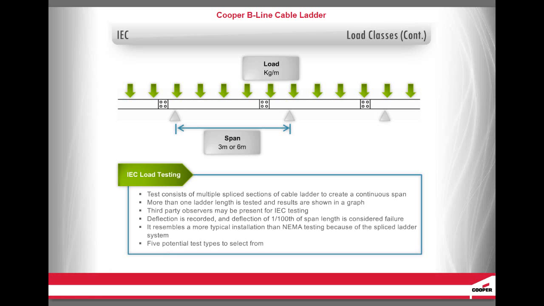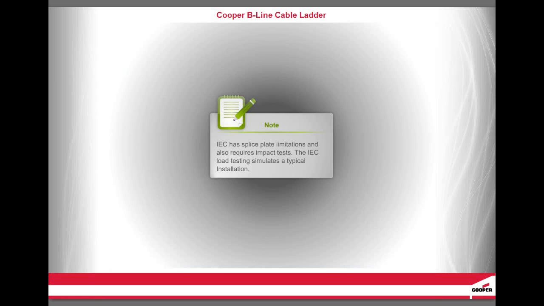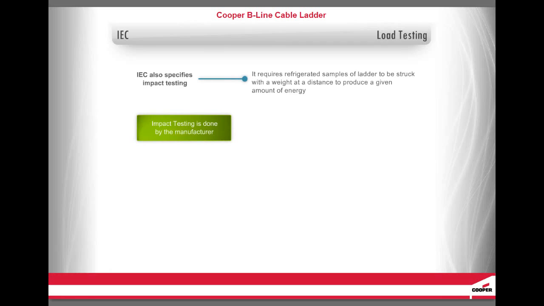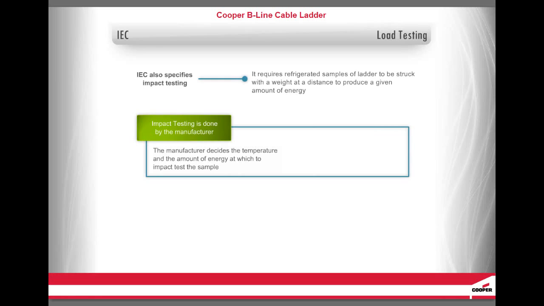There are 5 potential test types to select from in IEC load testing. IEC has splice plate limitations and also requires impact tests. The IEC load testing simulates a typical installation. IEC also specifies impact testing, which requires refrigerated samples of ladder to be struck with a weight at a distance to produce a given amount of energy. The impact testing is done by the manufacturer, and it is up to the manufacturer to decide the temperature and amount of energy at which to impact test the sample. These values are declared, and the testing results are based upon these.